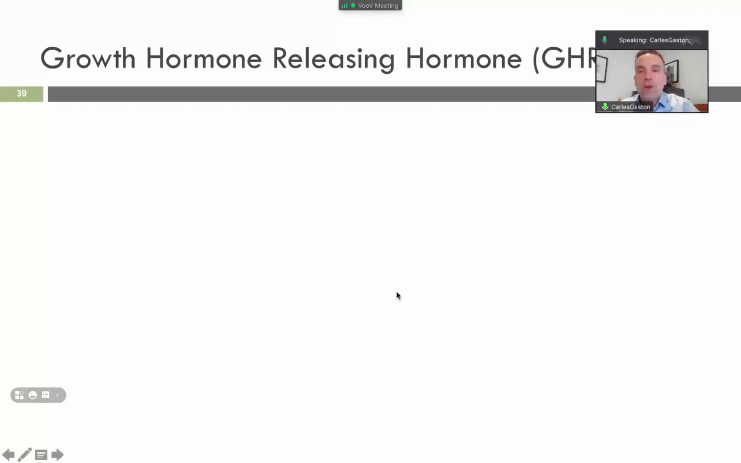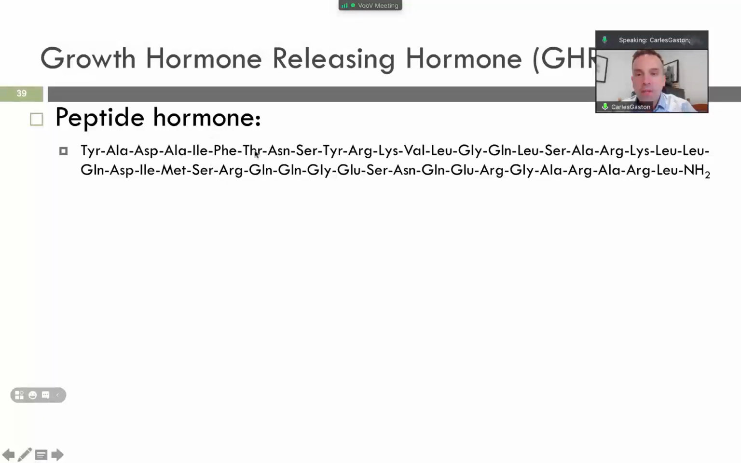So, what about growth hormone releasing hormone? This is another neuropeptide, a peptide hormone. This is the sequence. You don't need to know about the sequence. This is just to give you an example of how big it is and the composition.